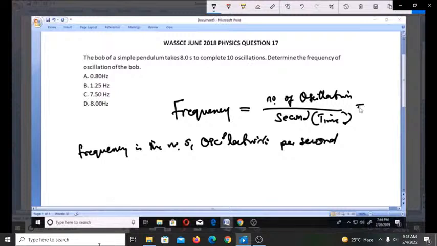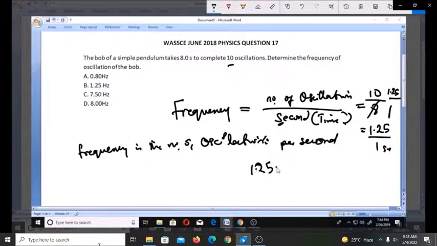Now if you take the number of oscillations, which is 10, all over time 8, you're going to get 1.25 as the number of oscillations over 1 second. If you divide through by 8 here, it will give you 1, so that you can get per second. Divide this one by 8, you get 1.25. So you can say that 1.25 oscillations was done in what? 1 second.